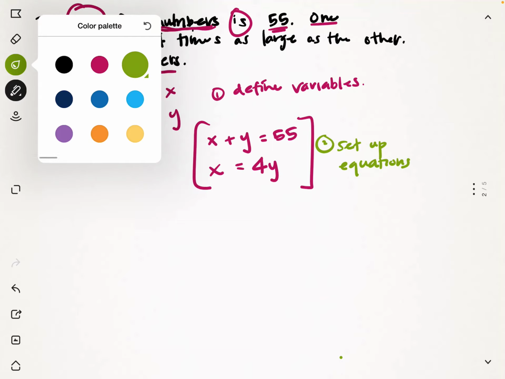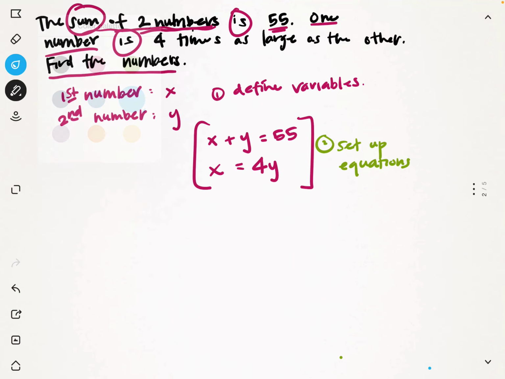And then we're on to the next step where we're going to solve. So notice we have x equals 4y. So what I'm going to do here is use substitution. So we're going to substitute our 4y in for our x. So we have 4y plus y equals 55. Again, we're just taking our 4y because we know 4y is equal to x and substituting it in for our x in the other equation.